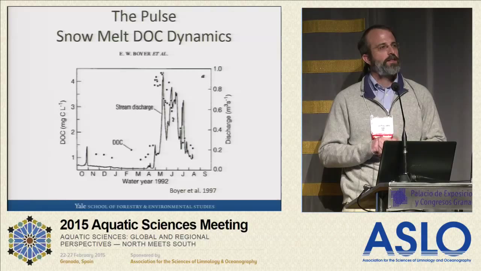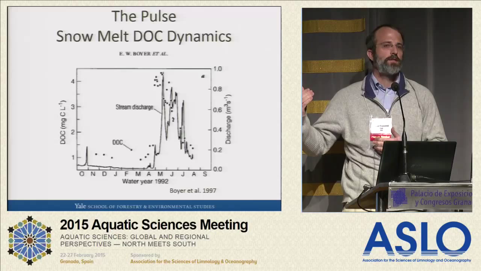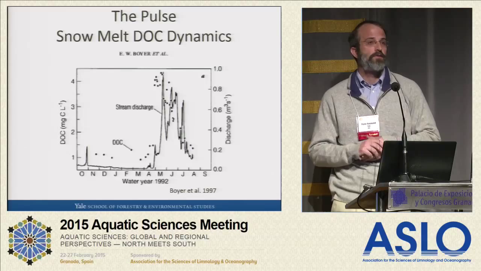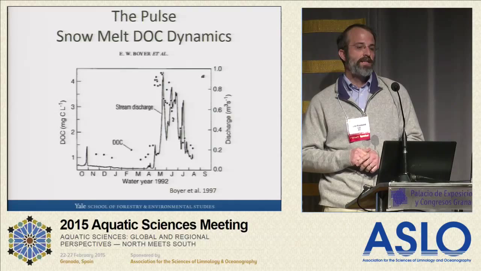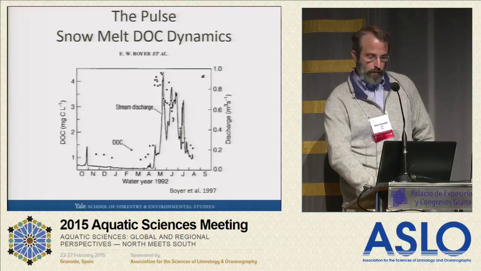The interesting thing about DOM is when these events occur, when discharge goes way up, the concentration responds by also going up, right? And because flux is concentration times discharge, this becomes very important for mass fluxes. And they showed this early in the snowmelt-dominated systems. It was shown in numerous other places.